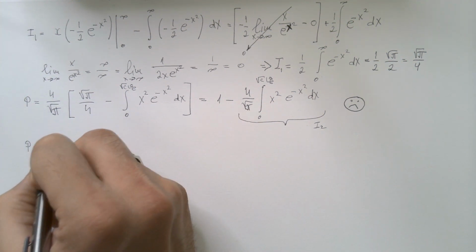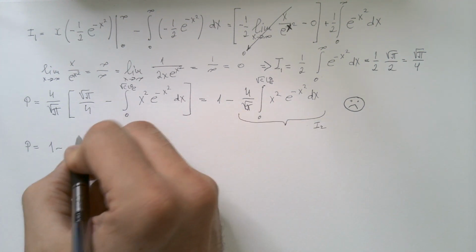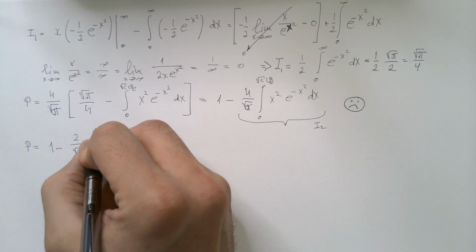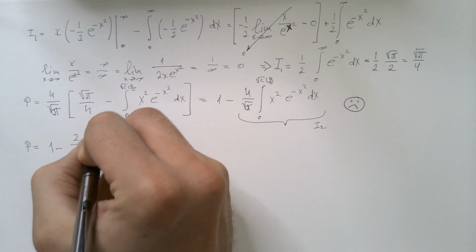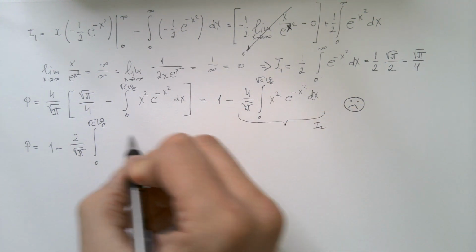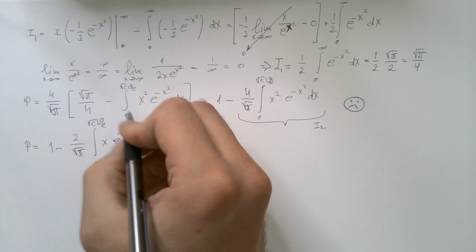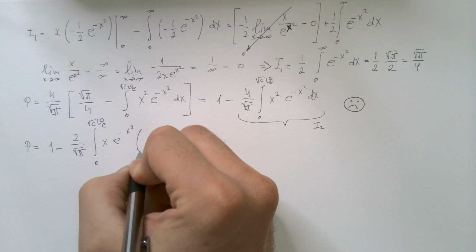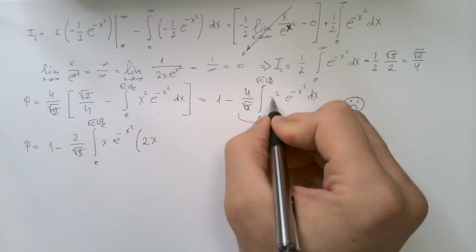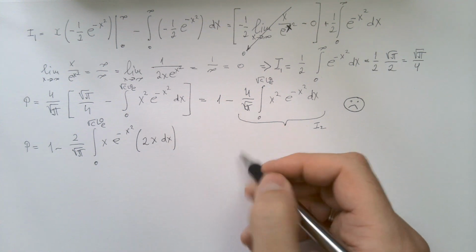This integral p will be 1 minus. Now, instead of 4 over square root of pi, I will write 2 over square root of pi, okay? Integral between 0 and square root of c ve. Instead of x squared, I will write x, and then I will have e to negative x squared. And now I have to add 2 to get 4, and I have to add x to get x squared dx. Okay? I just rewrote this expression.